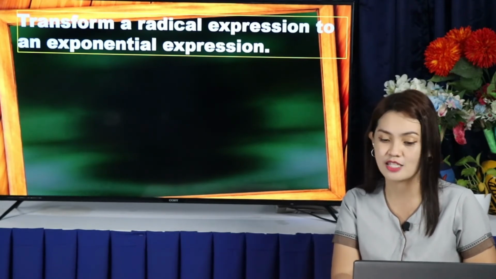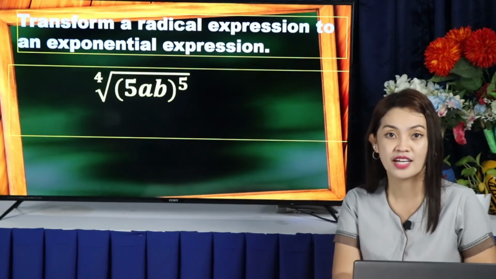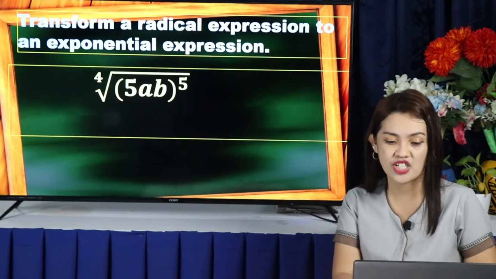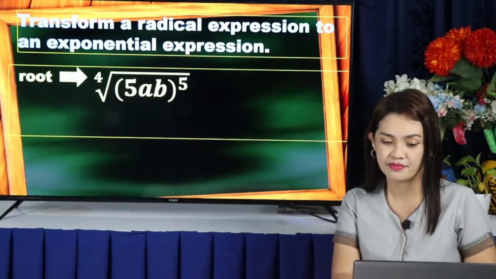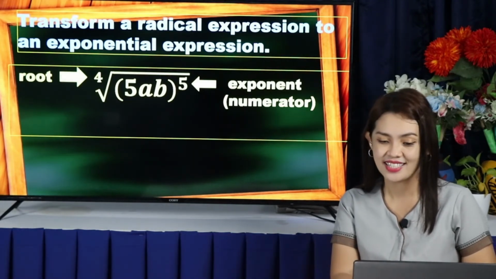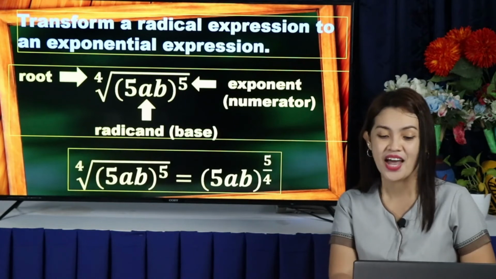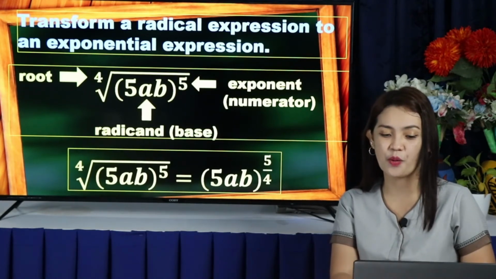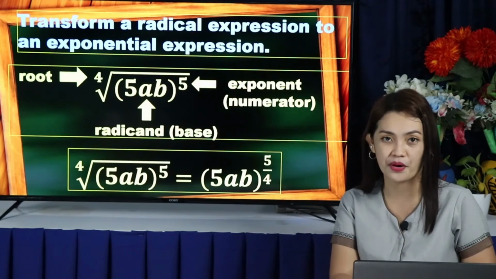of the exponential expression. For example, transform the fourth root of the quantity 5ab, which is raised to the power of 5. The root of the radical expression is 4. And the exponent is 5. And the base is the quantity 5ab. So, the exponential expression is the quantity 5ab, which is raised to the power of 5/4.